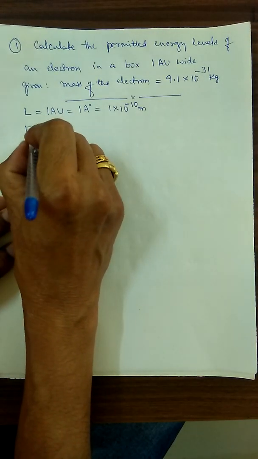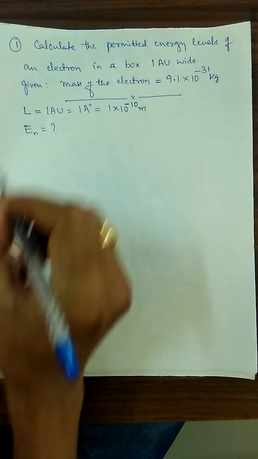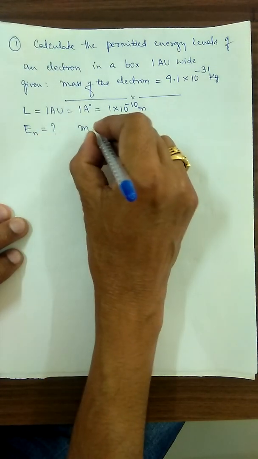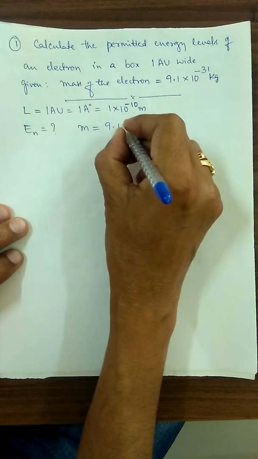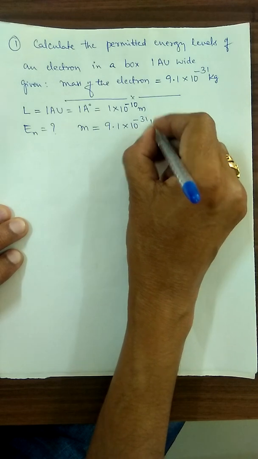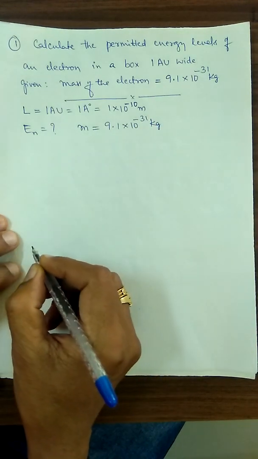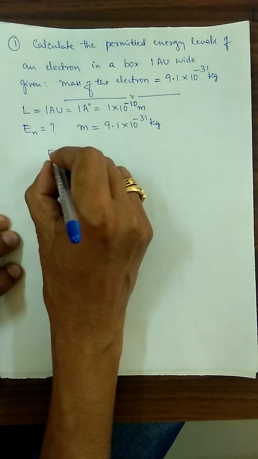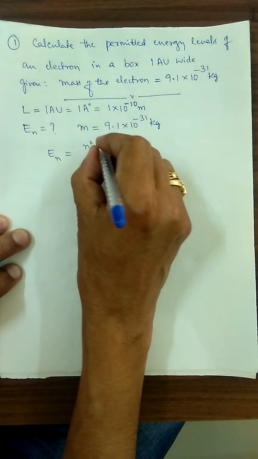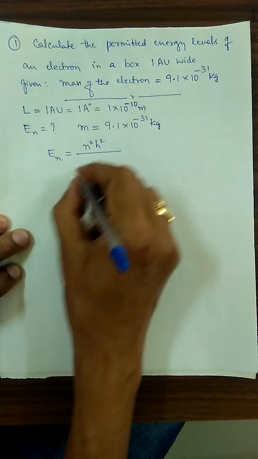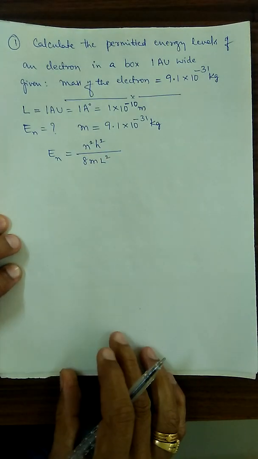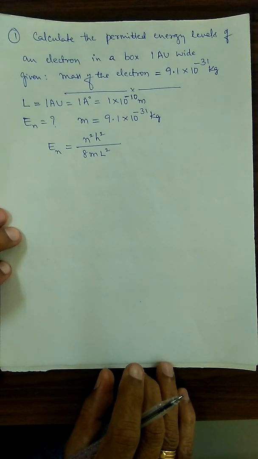En is equal to how much? We want to calculate. M, the mass of the electron, is given as 9.1 into 10 to the power minus 31 kg. The En formula is En equal to n square h square divided by 8m L square.